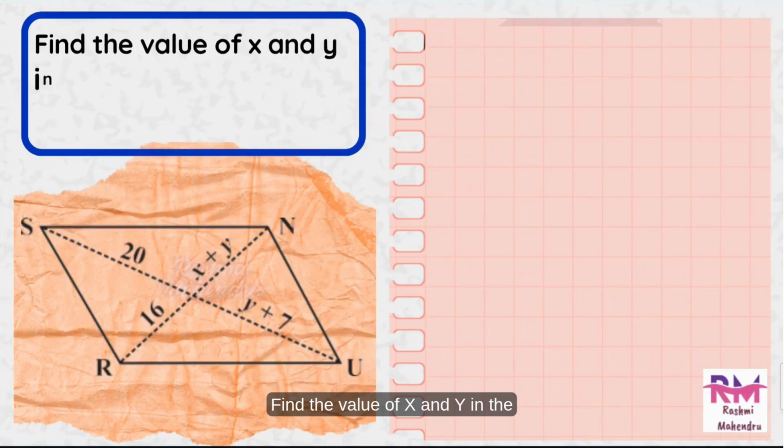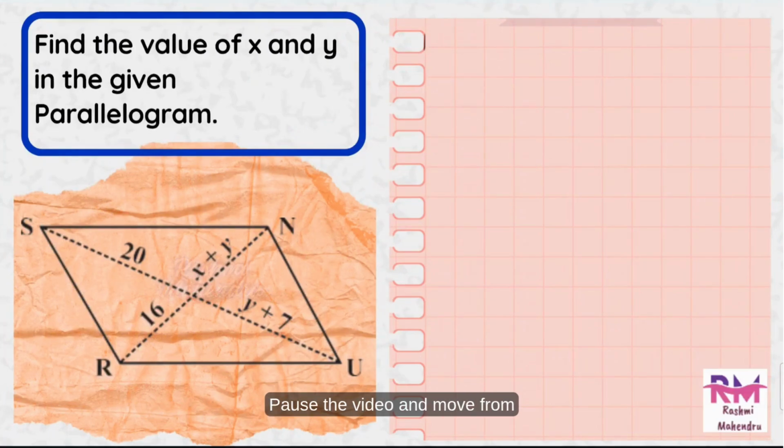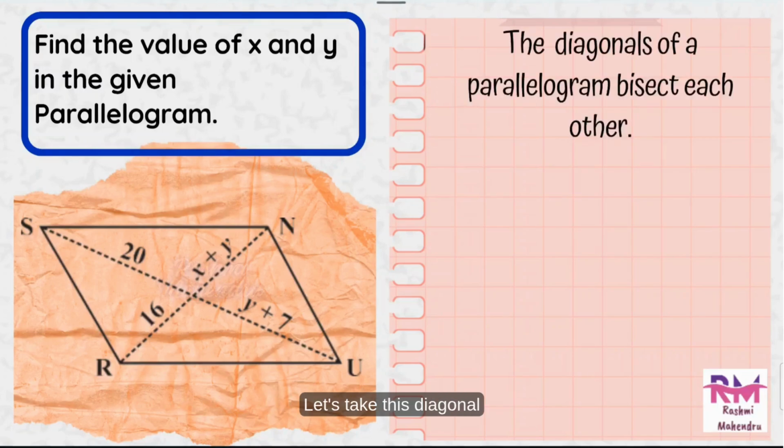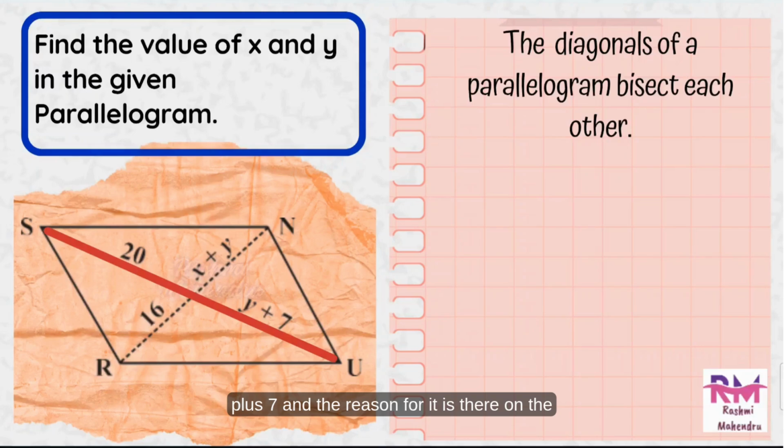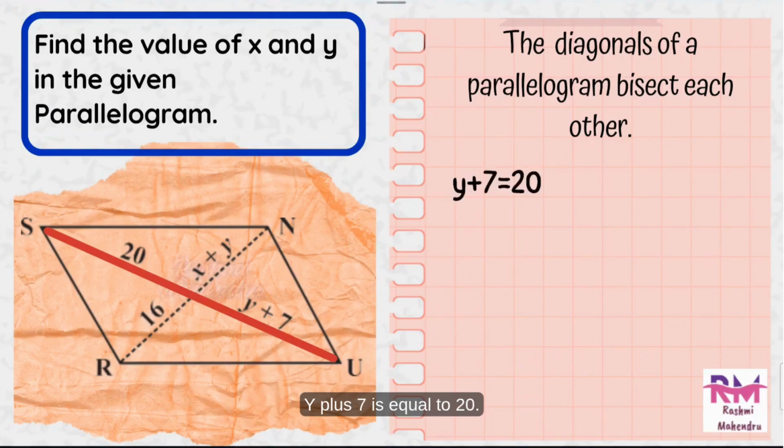Find the value of X and Y in the given parallelogram. Pause the video and move from one vertex. Let's take this diagonal SU. So start moving from S towards U. That means 20 is equal to Y plus 7, and the reason for it is there on the screen for you. Pause the video and attempt the question. Y plus 7 is equal to 20. So 7 will get transposed and you will have Y is equal to 13. Put the units as they are given.